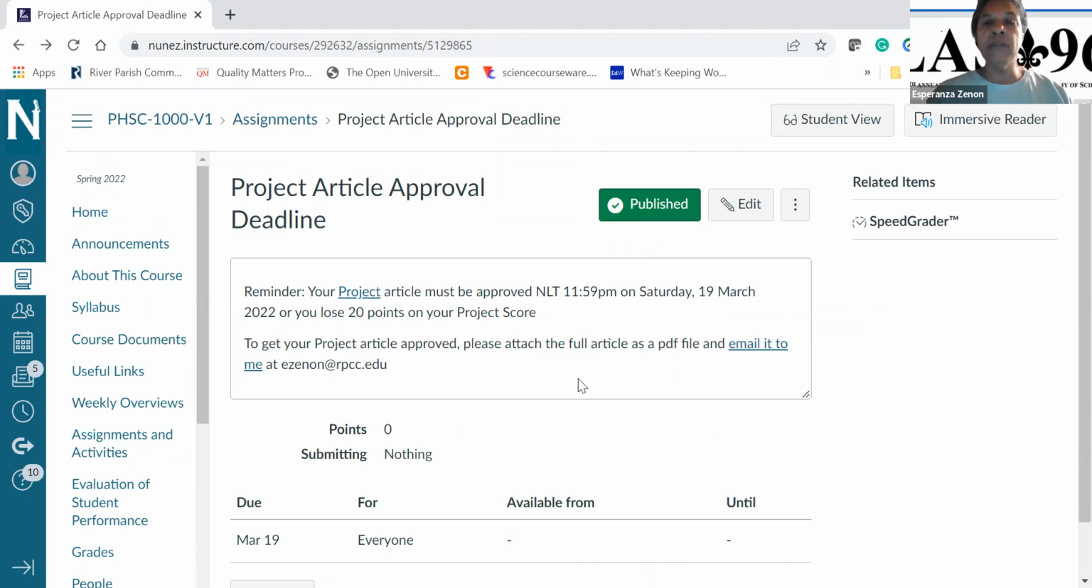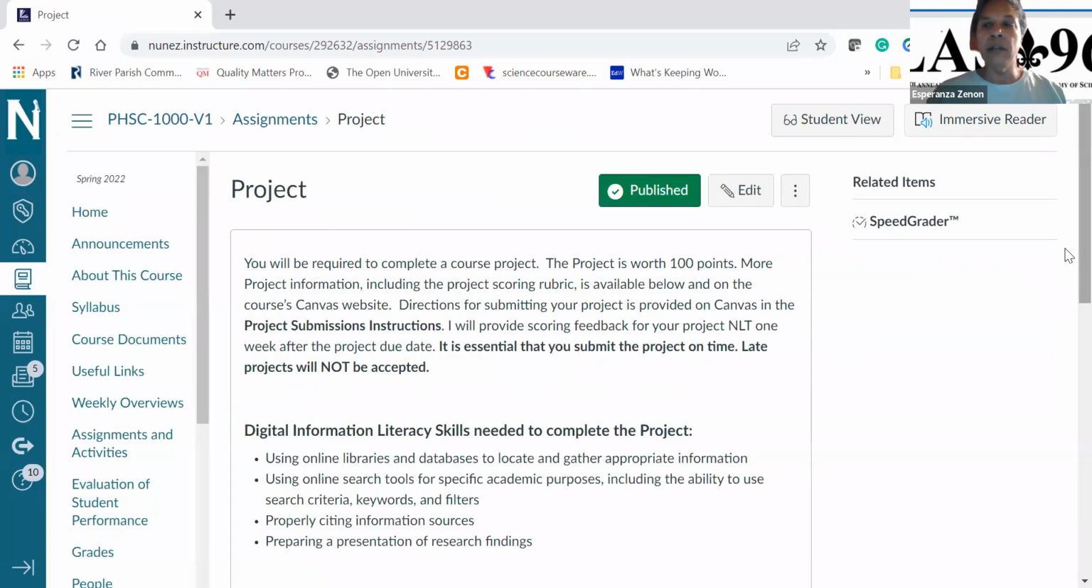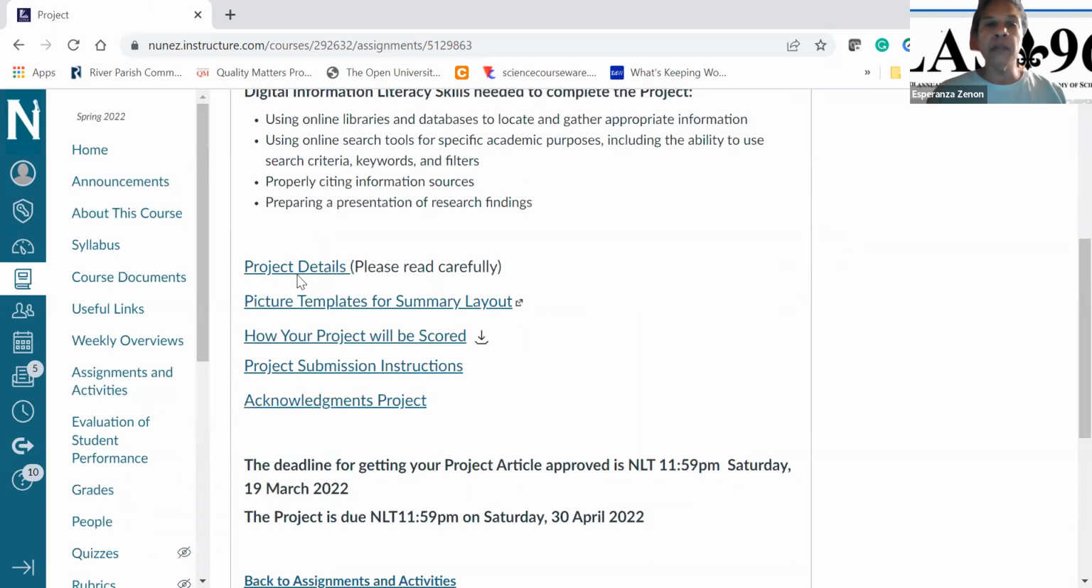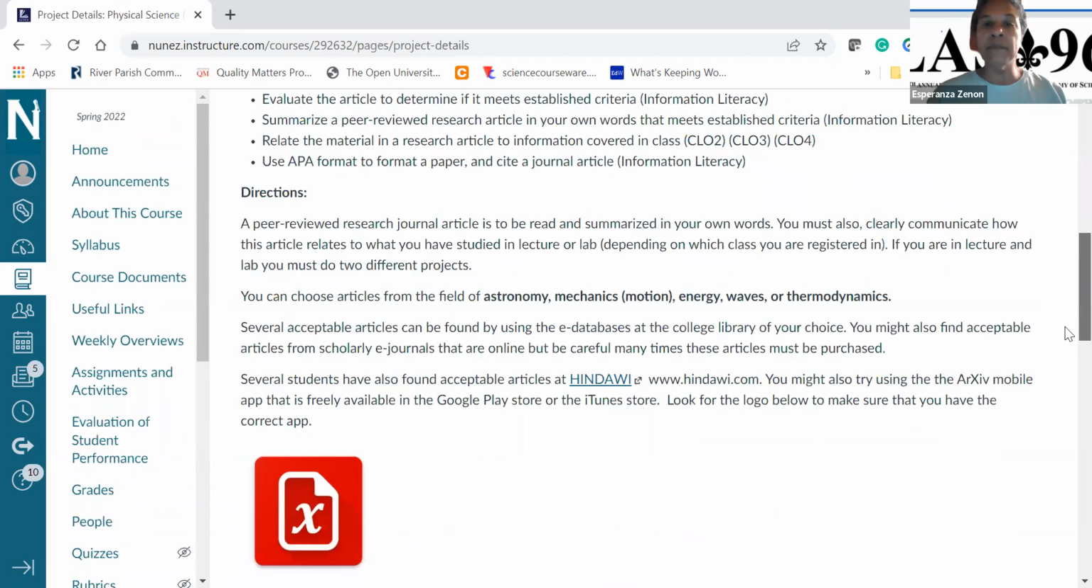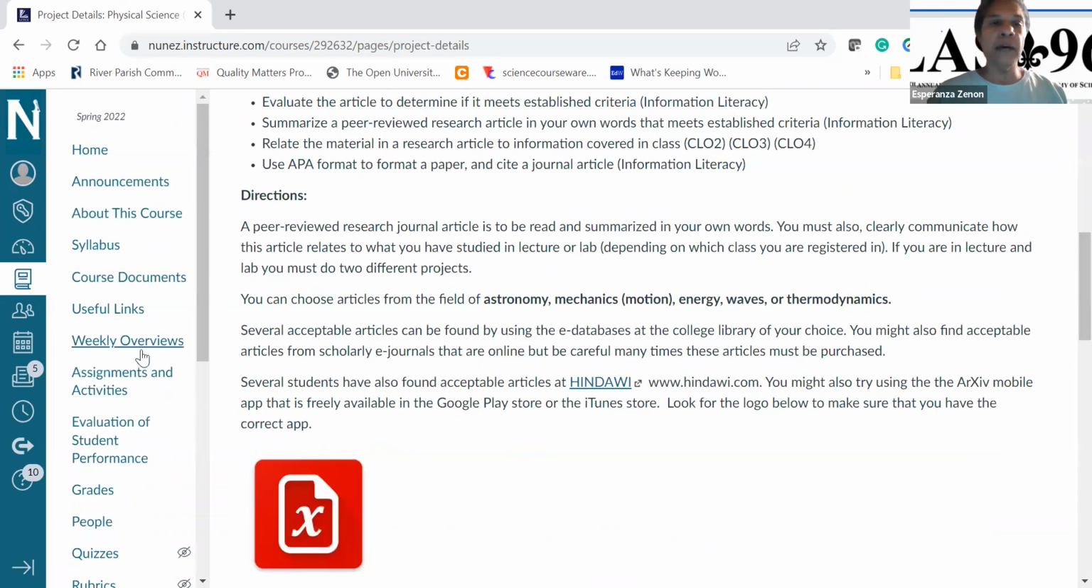You have to send me the full article as a PDF attachment so that I can review it, if you have not done so already. And when you click on that project link, if you're looking for information, the project details has what you're looking for. But I covered that information on Tuesday again. So feel free to go out and take a look at that.